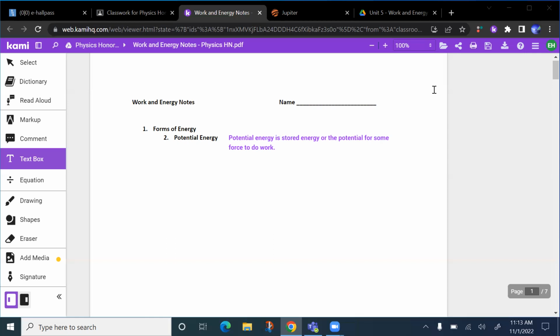Part 1, forms of energy. Well, let's begin with potential energy. There's actually several different kinds of potential energy. We can define potential energy as the energy that is stored by something due to its vertical position or due to its deformation. But it's the potential for some force to do work. Okay, so let's break down the different kinds of potential energy.